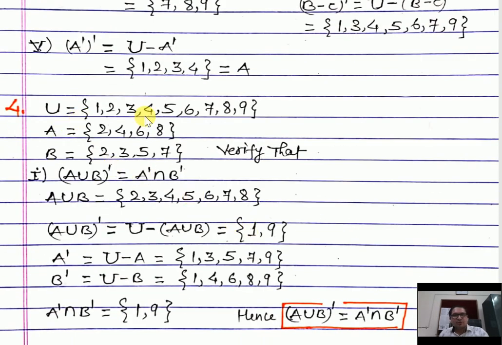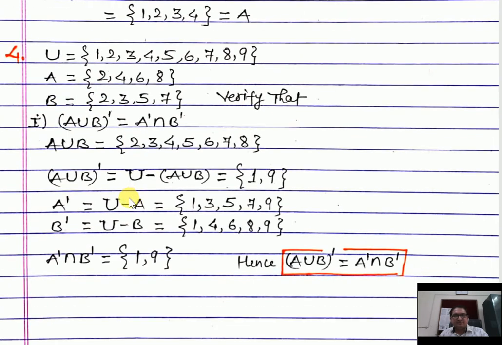Question number 4, universal set given, set A given, B given, verify. You have to verify; the same thing we are going to do here. Complement of A union B equals complement of A intersection complement of B. This is also an important result. First you find A union B, 2, 3, 4, 5, 6, 7, 8. Then you find the complement of A union B, so U minus A union B. You will get 1, 9.